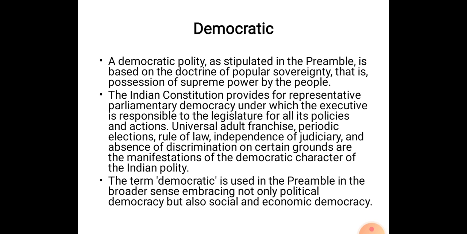Democratic means relating to or supporting democracy or its principles. Democratic means government by the people, especially rule of the majority, government in which supreme power is vested in the people and exercised by them directly or indirectly through a system of representation, usually involving periodically held free elections.